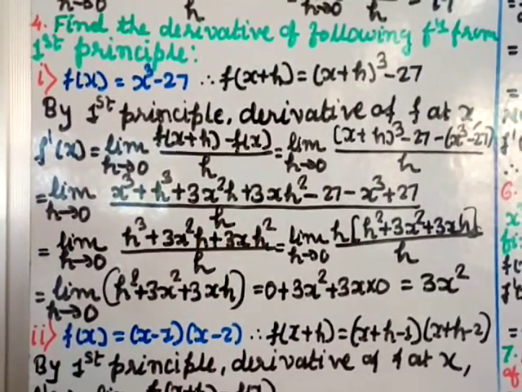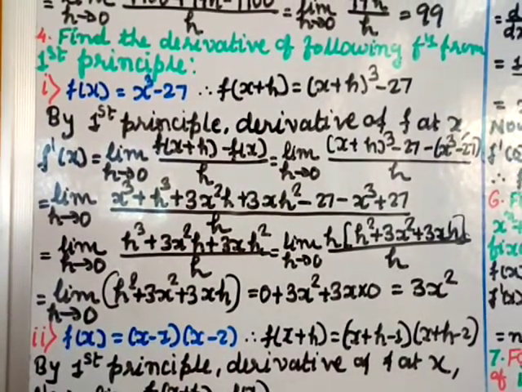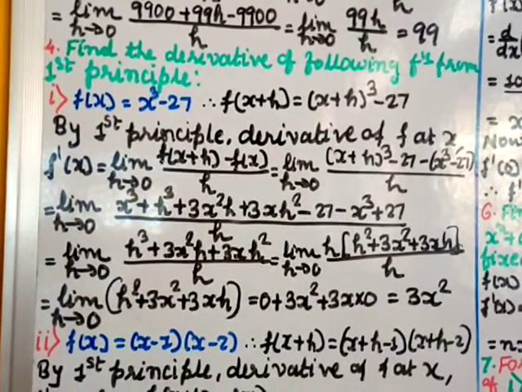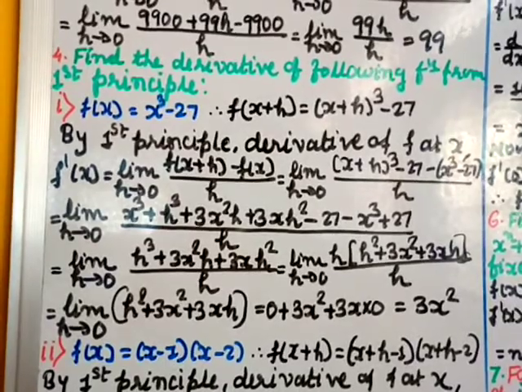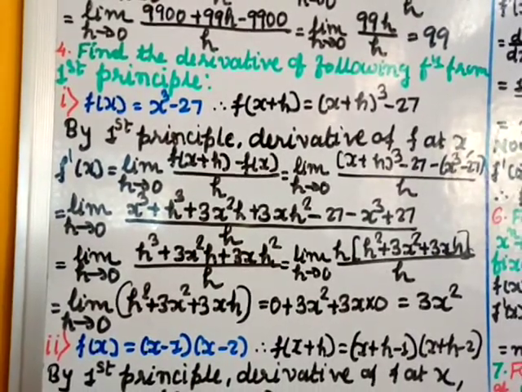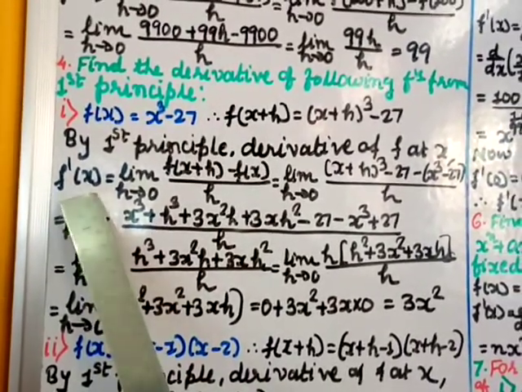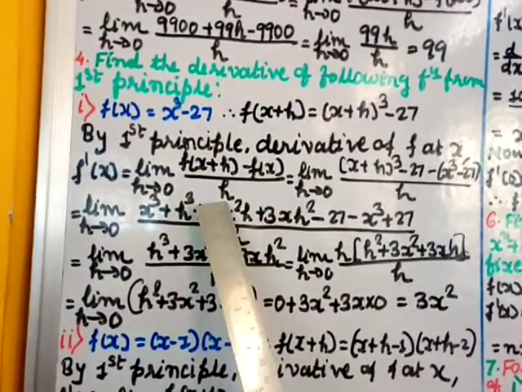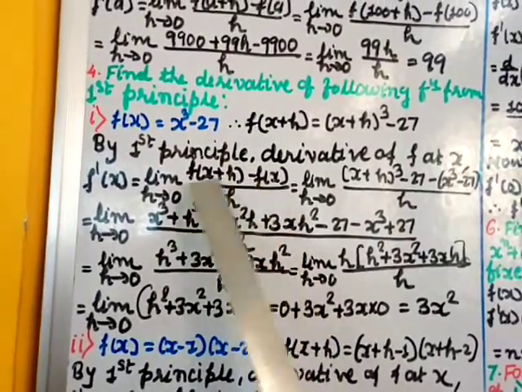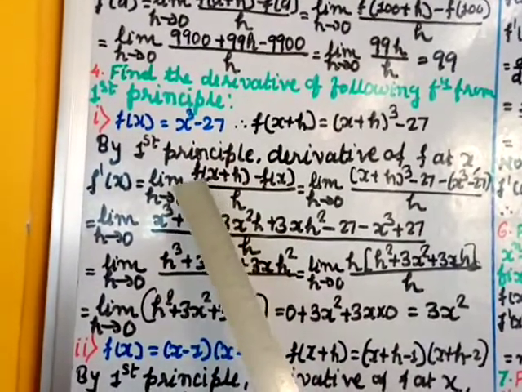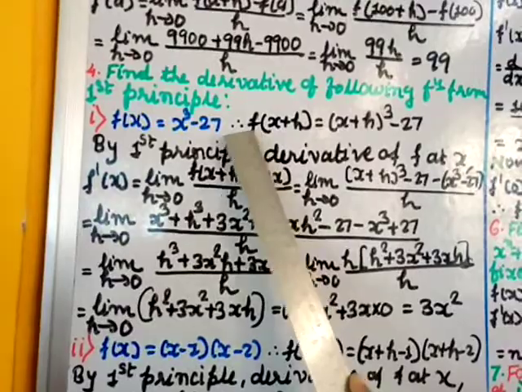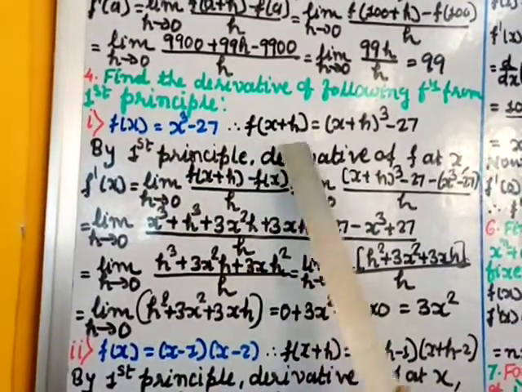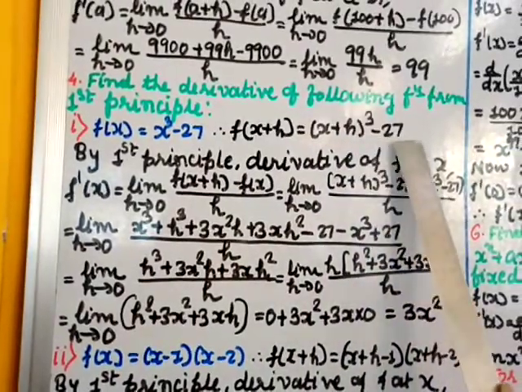Find the derivative of the following functions from the first principle. Number 1, f of x is equal to x cube minus 27. Now the formula for the first principle is given by f dash x equal to limit h tends to 0 of f of x plus h minus f of x, by h. So this function is f of x. Now we have to write this function in terms of f of x plus h. So let us write, therefore, f of x plus h equal to, instead of x put x plus h, so x plus h whole cube minus 27.